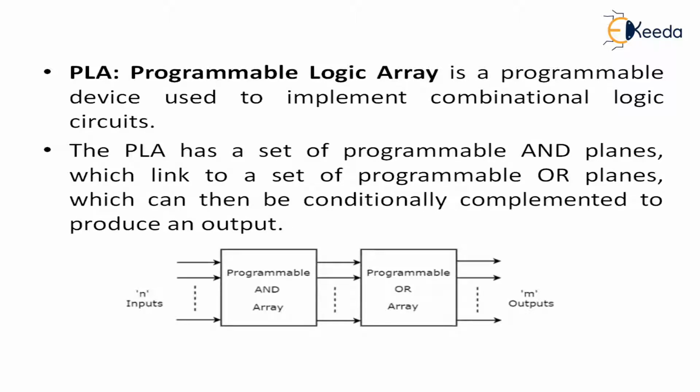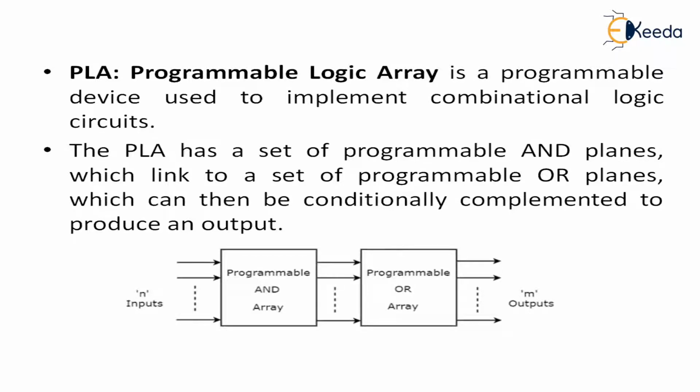The thing that you must not forget in the programmable logic array is it will be having a set of programmable AND array and a set of programmable OR array. Means you can modify or program your AND array, and at the same time you can program your OR array also. If there are n inputs, you will be having m outputs. The PLA has a set of programmable AND planes which link to a set of programmable OR planes which can then be conditionally complemented to produce an output.